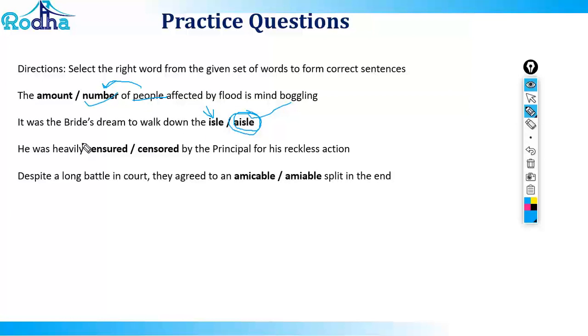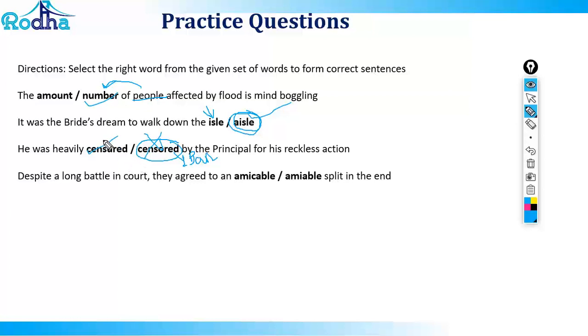He was heavily censored by the principal for his reckless action. Now, you can't be censored because censored refers to ban. So ban won't work here. So it has to be censured. Censured means rebuked or scolded, or harsh, maybe repudiated or used harsh words upon.